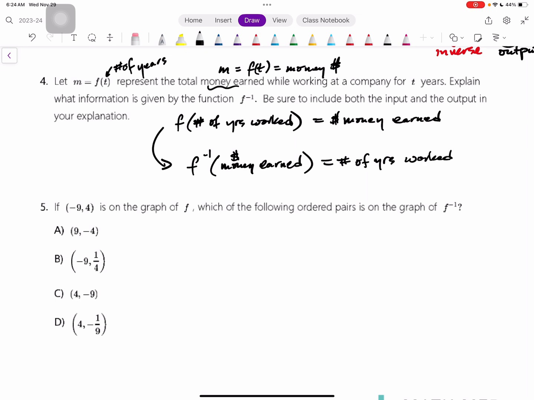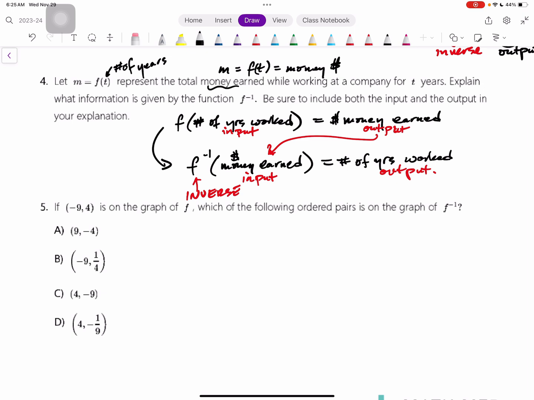So now what happens is that the input is now in the inverse. The input is the money earned, and the output is the number of years worked. That's what the inverse does. This right here is the inverse of the function. The original input is the number of years, and the output is the money earned. But for the inverse, it's switched. The output becomes the input, and it takes you right back to the original value. That's what the inverse does. It sends the value in the range right back to the domain value.